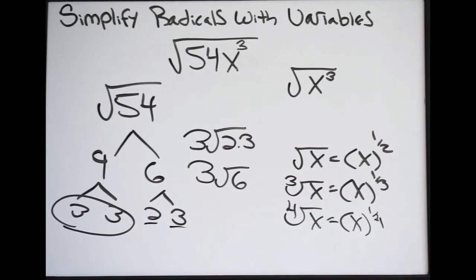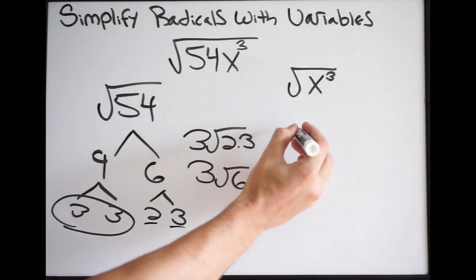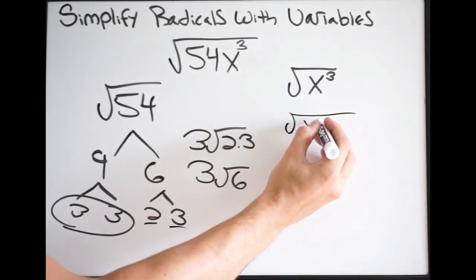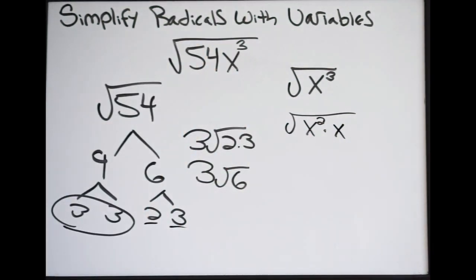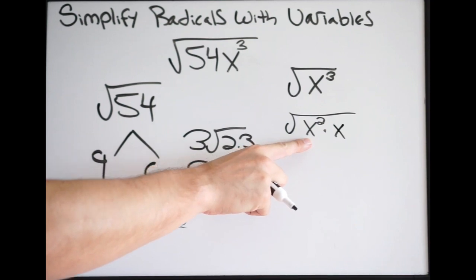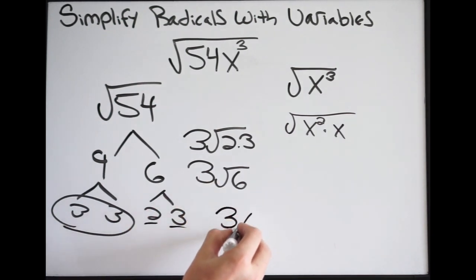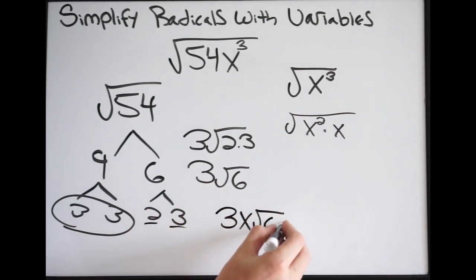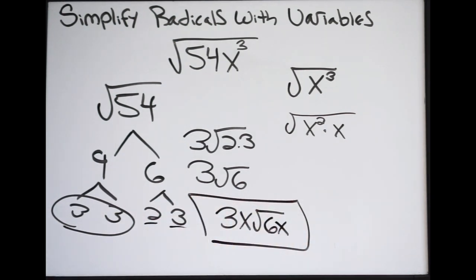Okay? So for example, I'm going to erase this, just rewriting what we have here. We have the square root of x squared times x. That is x cubed. But notice I have it squared here, so this can come out. So I pull out an x, and this x stays behind. So my final answer is going to look like this: 3x square root of 6x. This right here is your final simplified answer. Okay? So let's try another example.